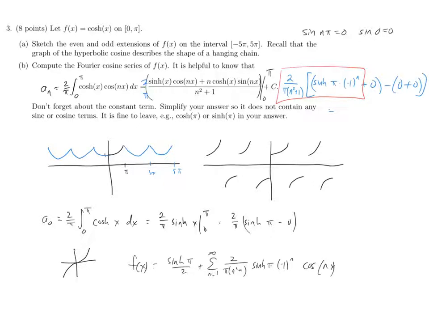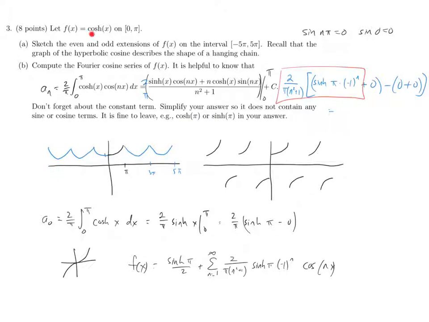Okay, now several things. A couple of you said all the b_n's are equal to 0 because cosh is even. That's actually not why. It's because we are computing the Fourier cosine series. So we're literally taking the even extension and computing the Fourier series of that.